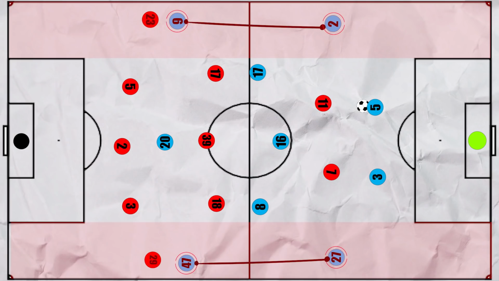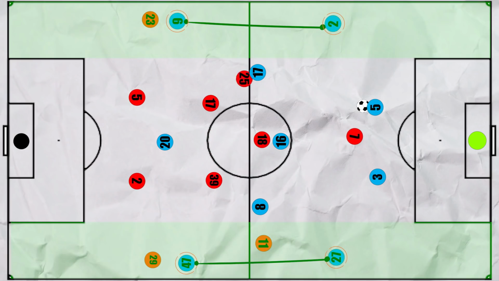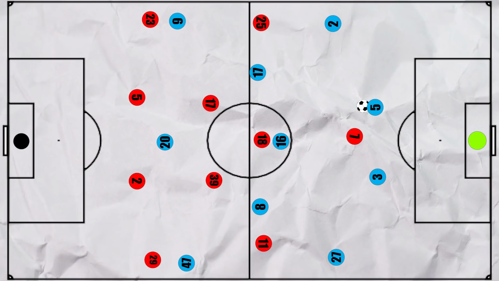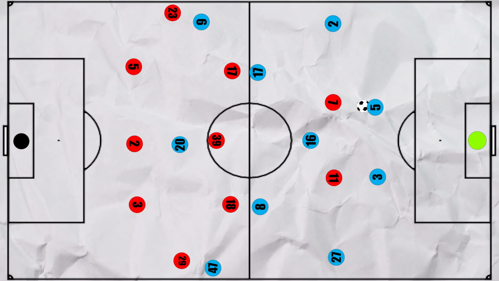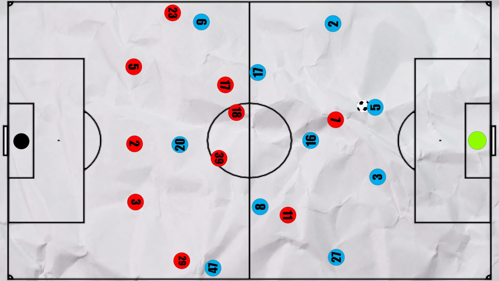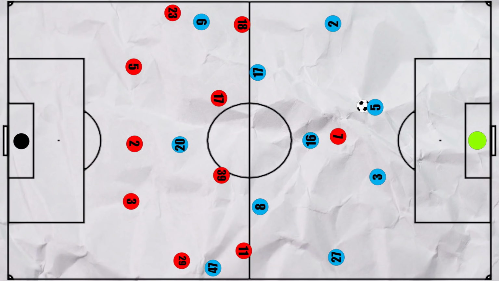Ole realized this problem and brought Sancho in, switching to a 4-2-3-1, helping to protect the wide regions where previously switches were on. Fernandes could now also more easily sit on Rodri, reducing his impact somewhat. It would potentially have been interesting in the first half to see Ole use a flexible defensive shape, switching to a 5-4-1 at times to protect against the switch.